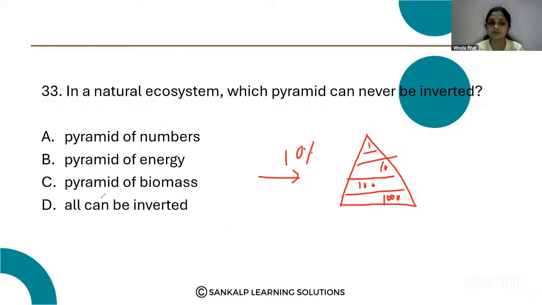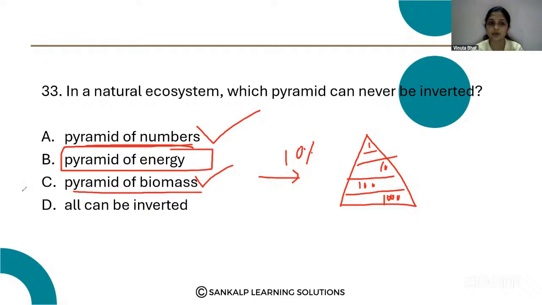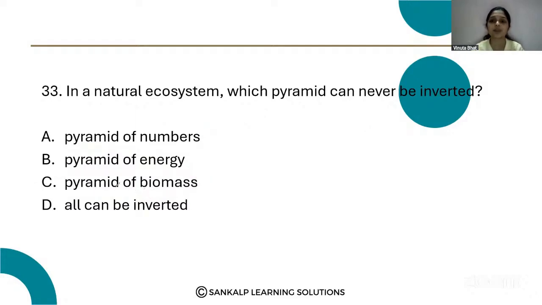So here, this pyramid can be inverted. So you'll notice which pyramid can never be inverted in a natural ecosystem. Pyramid of numbers can be inverted, pyramid of biomass can be inverted, but pyramid of energy cannot be inverted because only 10% of the energy is transferred to the next level. So option B, pyramid of energy.